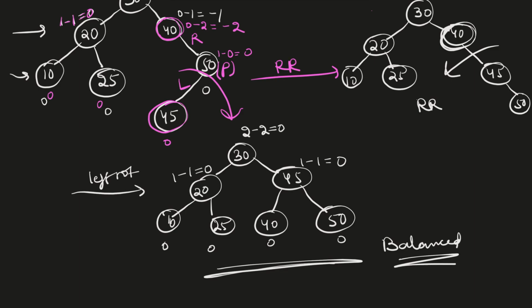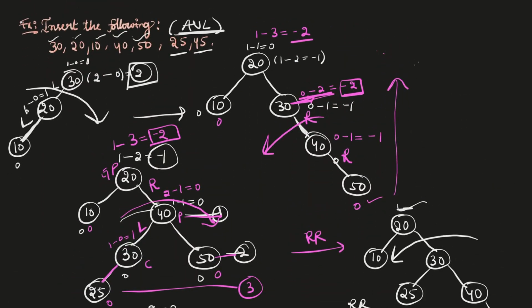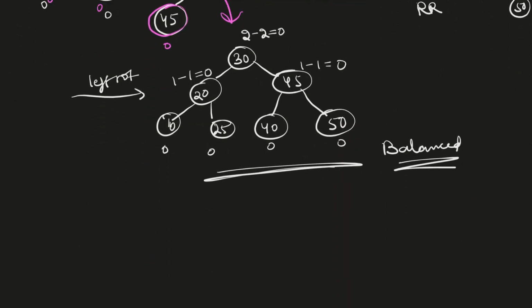So this is how you use AVL rotations to make the tree balanced. If you are constructing a normal binary search tree, then you don't have to follow these rotations. But if you are constructing an AVL tree, then you need to definitely follow these AVL rotations to make the tree balanced, to make every single node balanced. So that's it for this video.